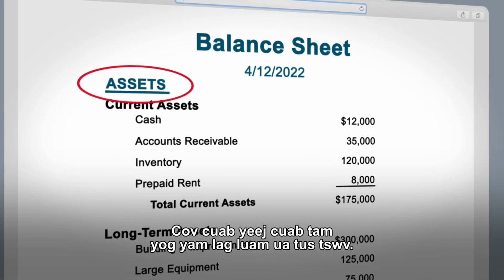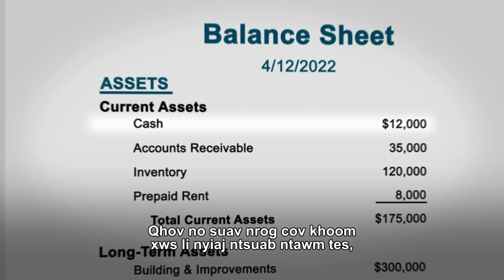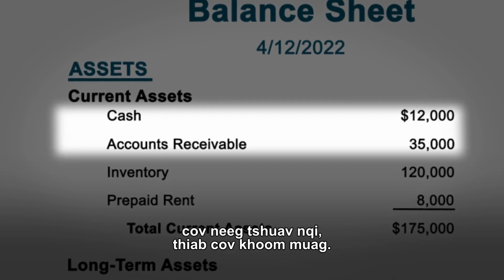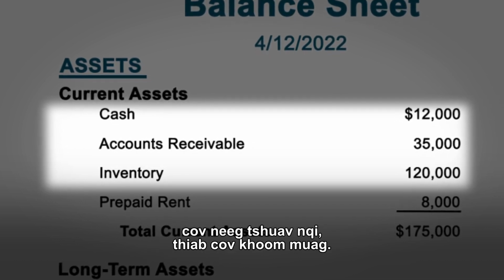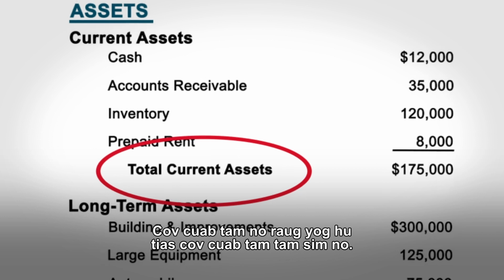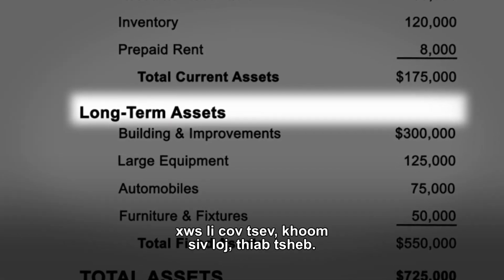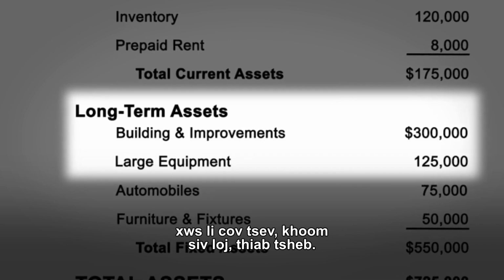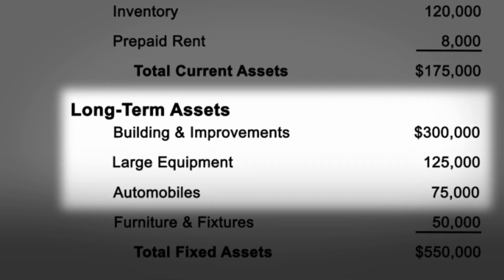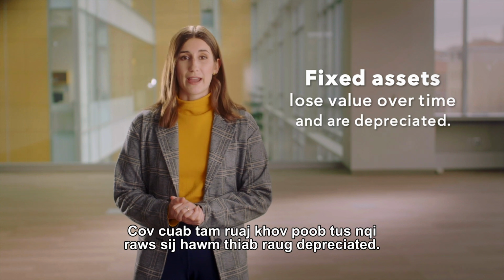Assets are what the business owns. This includes items like cash on hand, accounts receivable, and inventory. These assets are referred to as current assets. There are also long-term or fixed assets, such as buildings, large equipment, and automobiles. Fixed assets lose value over time and are depreciated.